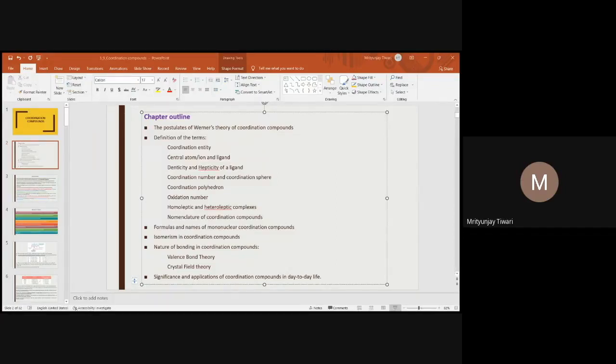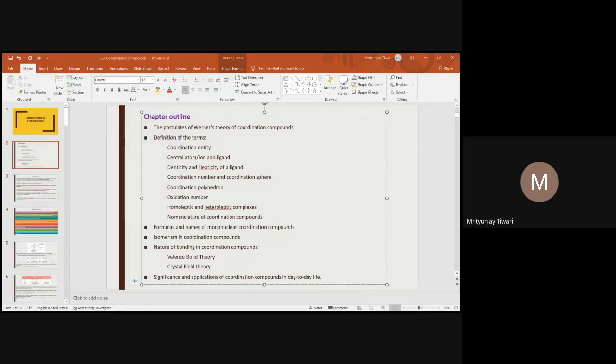The primary valency of this coordination compound will be 1 in this case, and the secondary valency will be what? The 2 Cl minus ions and 4 NH3 molecules. So secondary valency will be 4, and these bonds are not easily broken when this compound is dissolved in water. So secondary valencies are non-ionizable. These are satisfied by neutral molecules or negative ions.